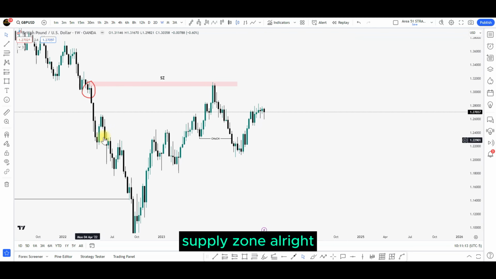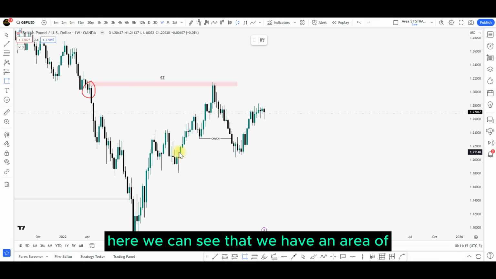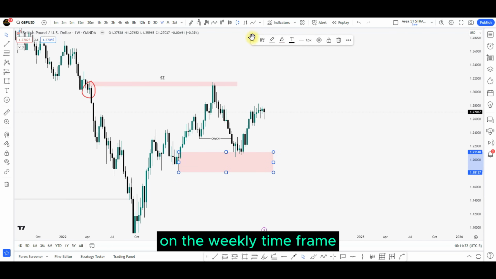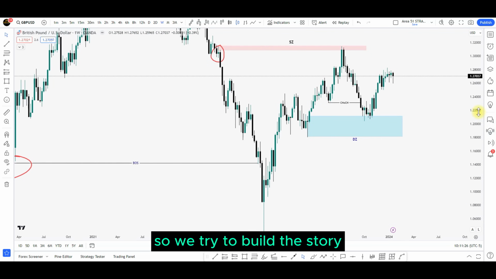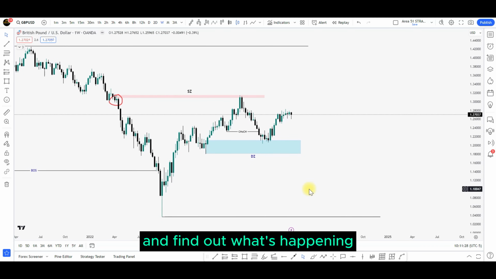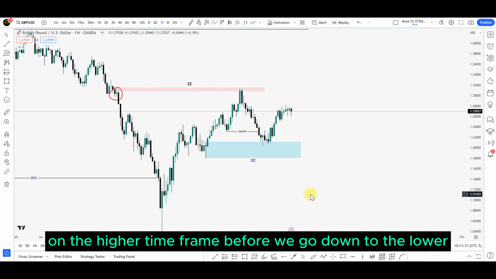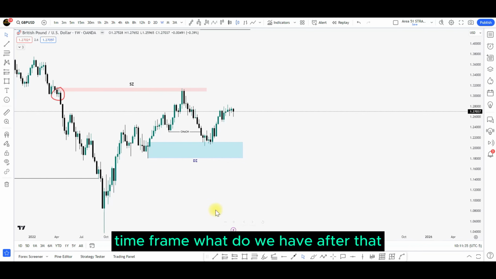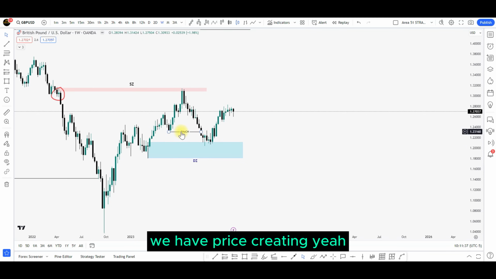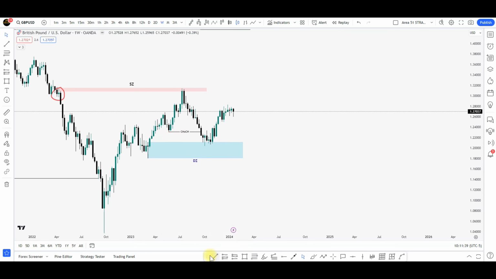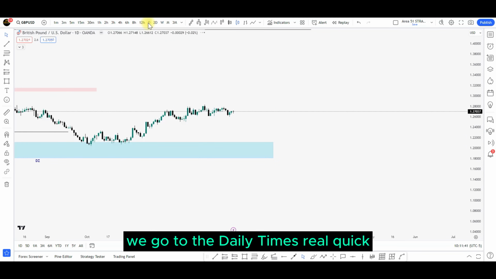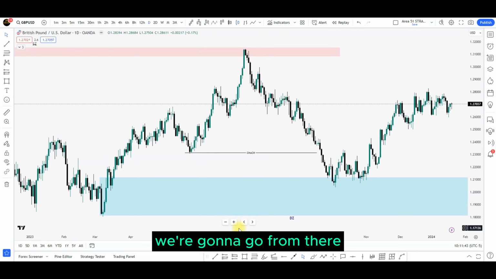supply zone. All right, here we can see that we have an area of demand zone on the weekly time frame. Very important. So we try to build a story and find out what's happening on the higher time frame before we go down to the lower time frame. What do we have after that? We have price creating. Let me go to the daily time frame real quick. So we're going to go from there.